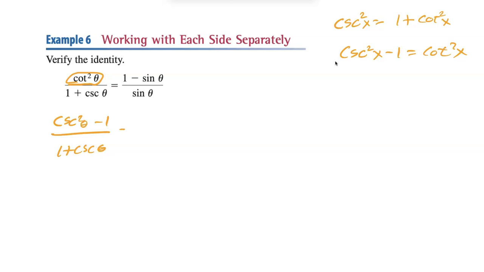There we go. Equals. Now you're like, that doesn't really do anything, right? Well, it actually does. I could factor this top. This is a difference of two squares. So I'm going to factor this guy. And that's going to become cosecant theta minus 1 and cosecant theta plus 1. So let me rewrite it real quick.